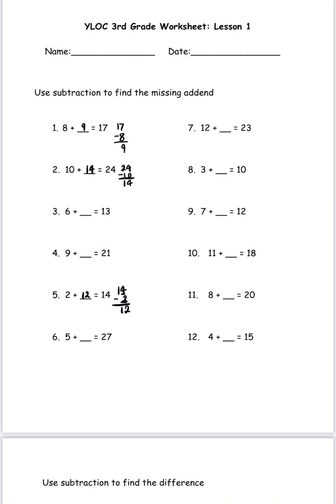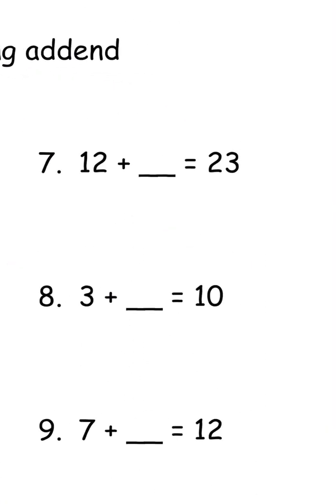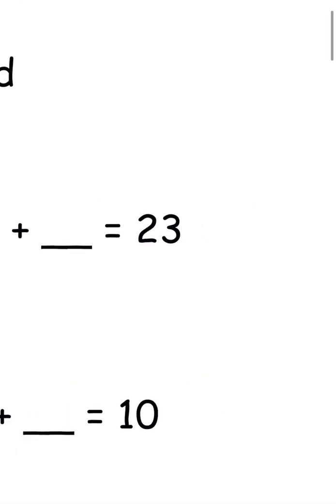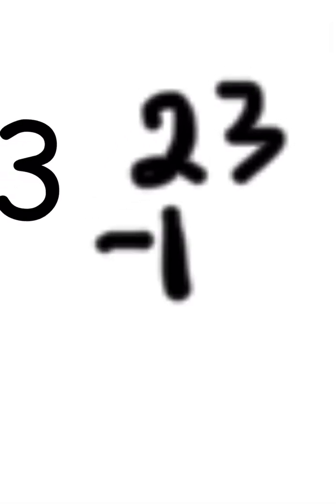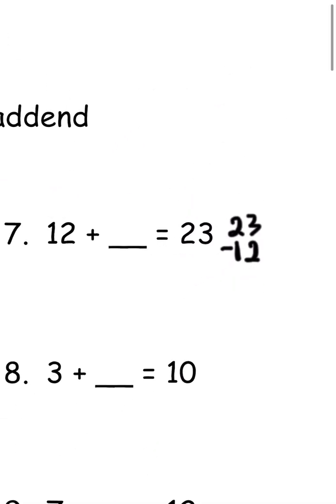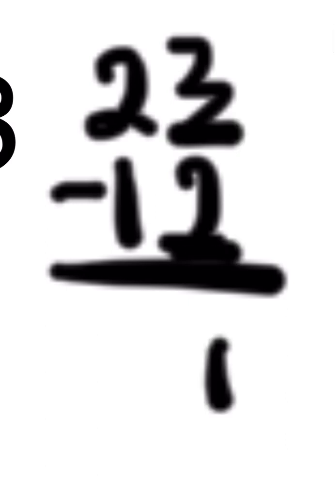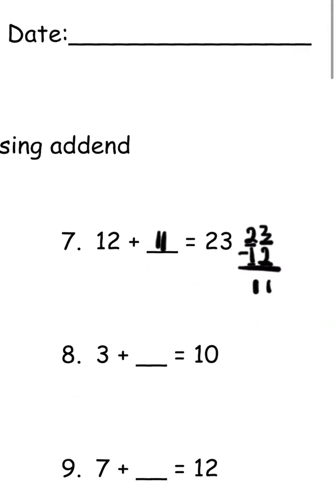So now let's move on to number 7. For number 7, we have 12 plus blank equals 23. So 23 minus 12. And we need to first subtract the numbers that are in the ones place. So 3 minus 2 is 1, and 2 minus 1 is 1. So 11 is the answer for number 7.